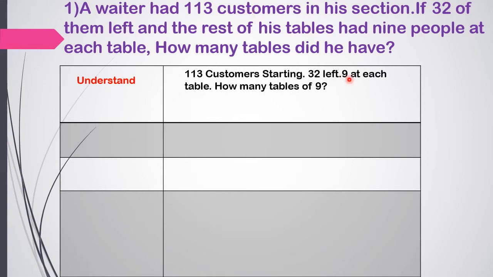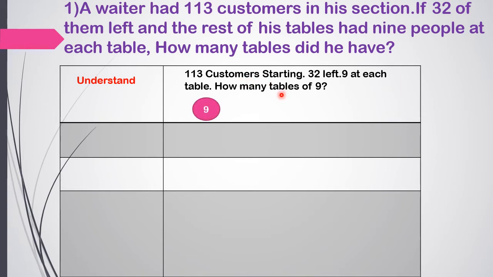Then 9 at each table. So 113 customers at the start, then 32 left, then 9 at each table. So how many tables of 9? This is what we have to find out.